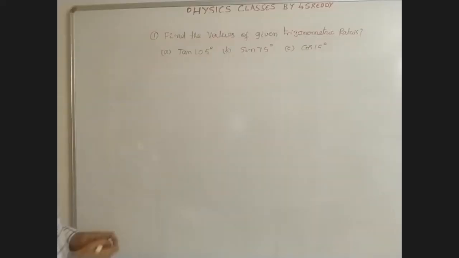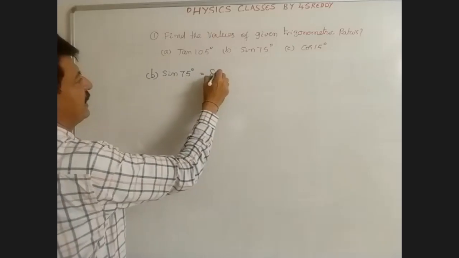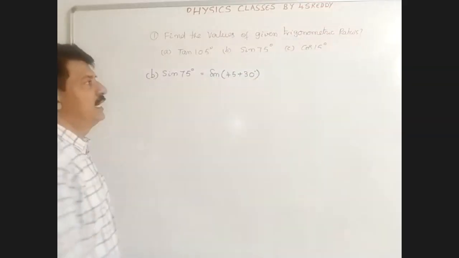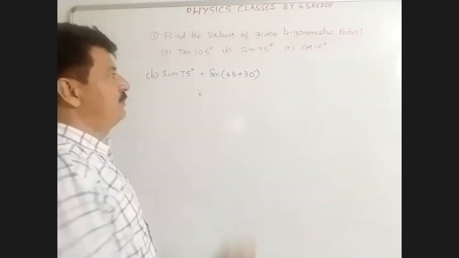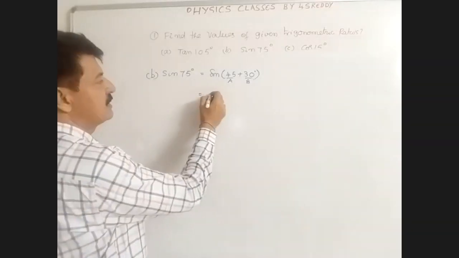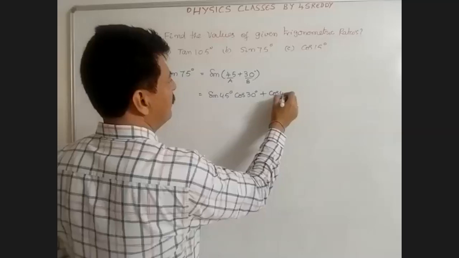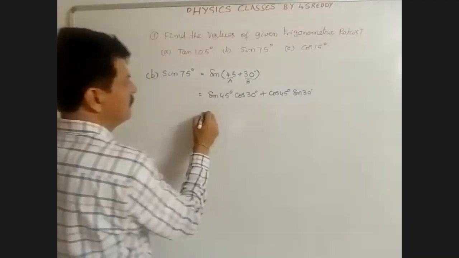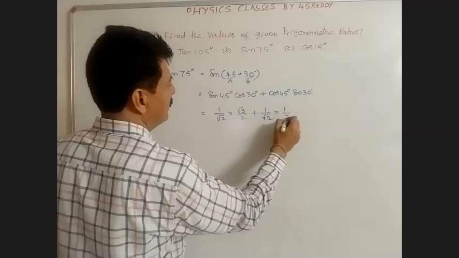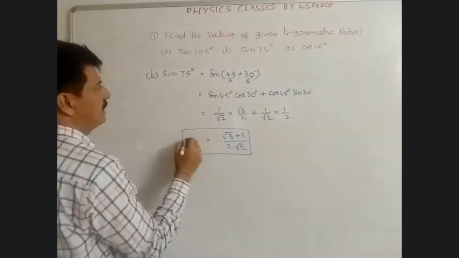So the second one that I gave is sine of 75 degrees. This I can write as sine of 45 plus 30. Am I right? This is A, this is B, so sine of A plus B only. Sine of A plus B can be written as sine A cos B plus cos A sine B. Sine 45 cos 30 plus cos 45 sine 30. That is 1 by root 2 into root 3 by 2 plus 1 by root 2 into 1 by 2. This is simply root 3 plus 1 by 2 root 2, which is very, very simple.